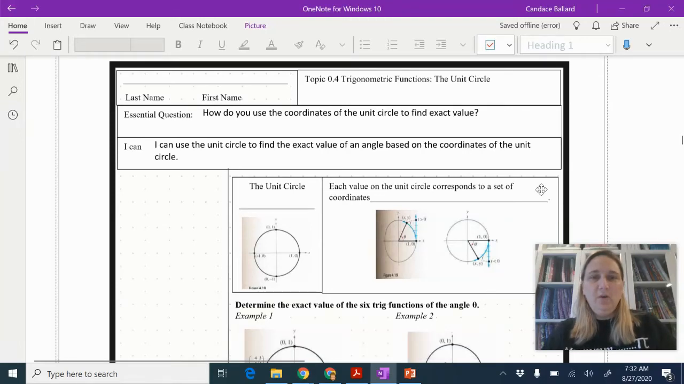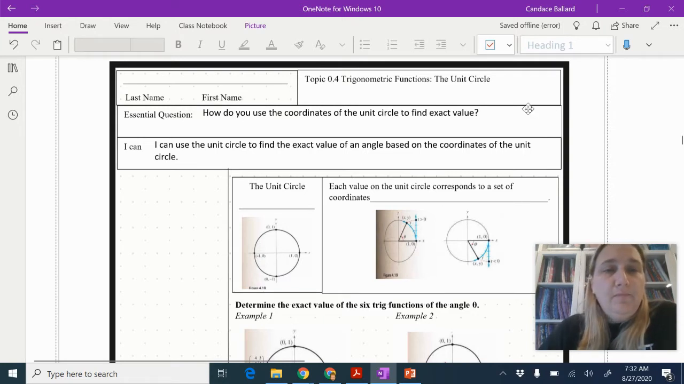Hi, in this video, we're going to talk about topic 0.4, trigonometric functions of the unit circle. As always, you're going to write your last name and your first name on the page. Then we're going to write down the essential question and the I can statement. How do you use the coordinates of the unit circle to find exact values? I can use the unit circle to find the exact value of an angle based on the coordinates of the unit circle. So we're going to take what we learned yesterday and learn another way to do that.